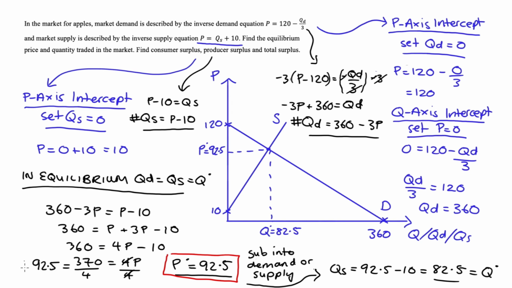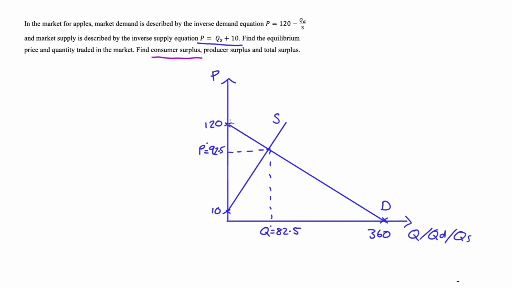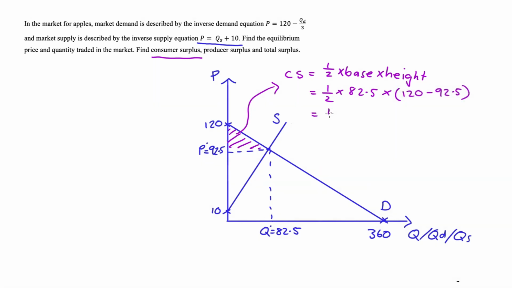So let me just clear the screen a little bit because it's getting a little bit busy. Now, our consumer surplus is just going to be the area below the demand curve above the price, across all the units consumed in the market, which is 82.5. We found that point before. So it's going to be this area here, this triangle. Now, the area of a triangle is just half times base times height. Now our base is just going to be 82.5, that's the length here. And our height is going to be this distance here, 120 minus 92.5. And this reduces to half times 82.5 times 27.5.